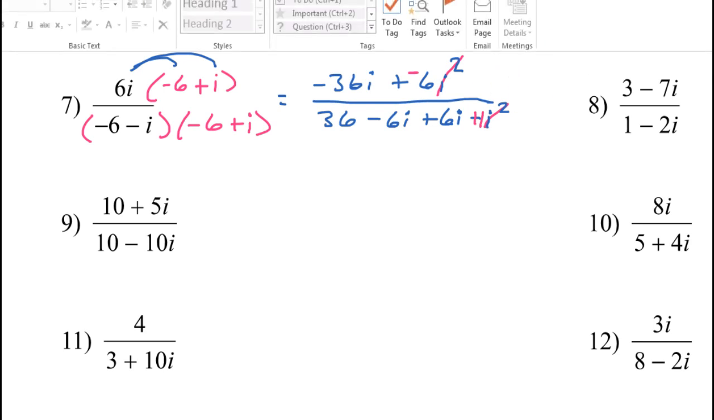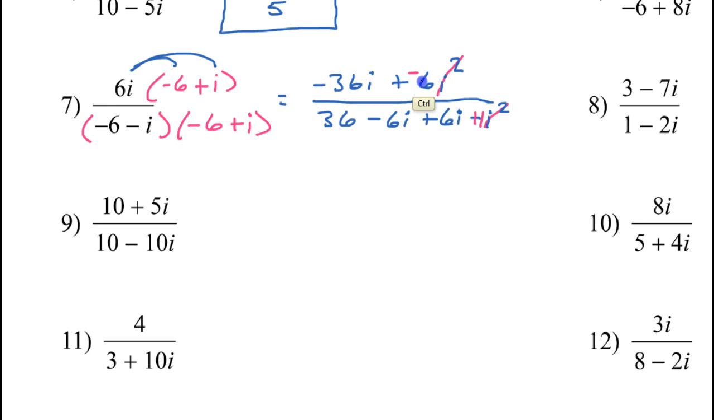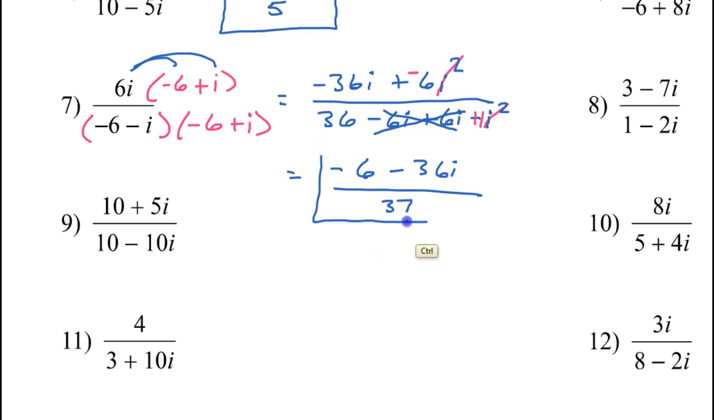Okay, what now? So let's see, I have this negative 6. I'm going to go ahead and put that first. So I will have negative 6 minus 36i in the numerator. The negative 6i and the positive 6i cancel each other out. And now I have 36 plus 1, which is 37. That's a prime number, so that's definitely the end of number 7.